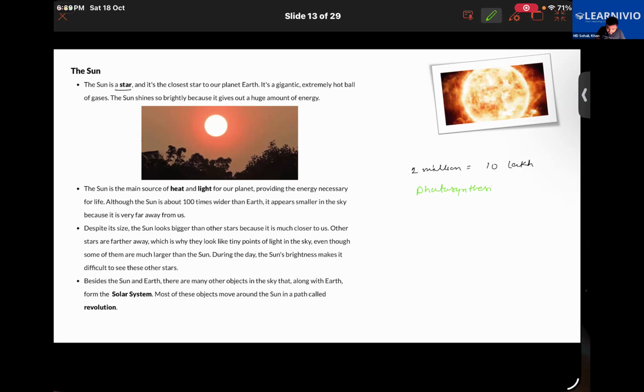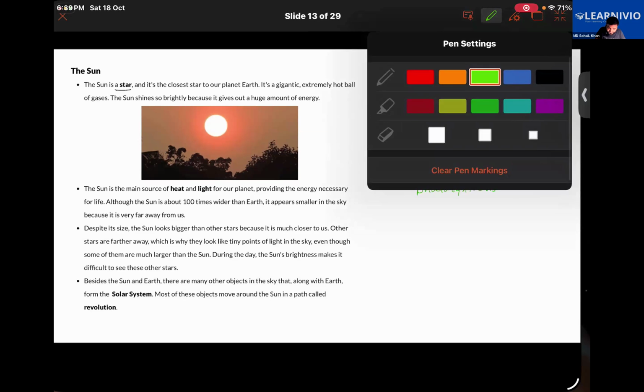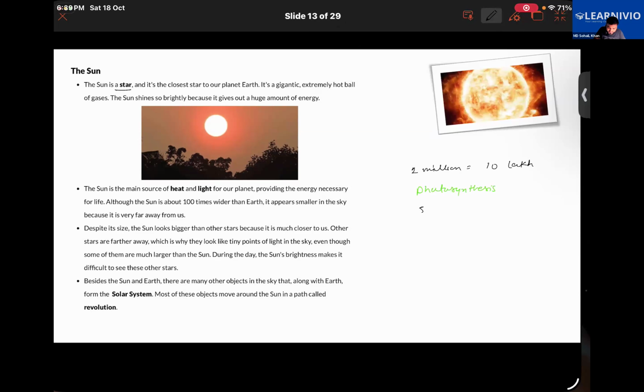As we know, plants need sunlight to carry out photosynthesis. You must be familiar with the process of photosynthesis, where plants, in the presence of sunlight, take in carbon dioxide gas and water.